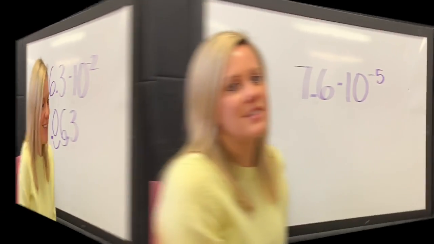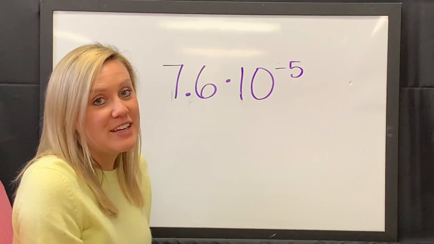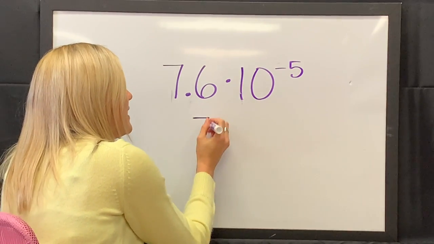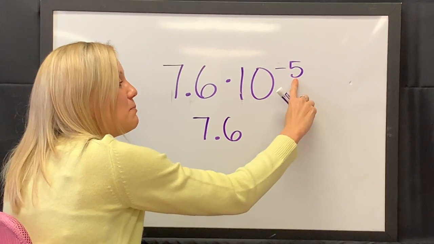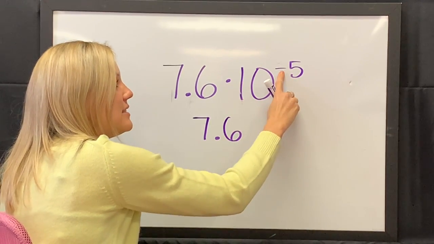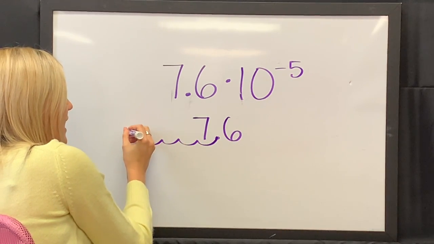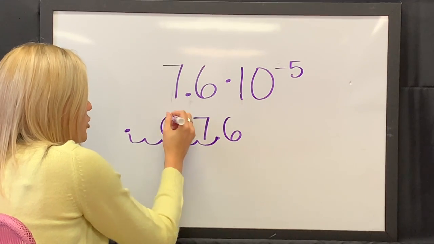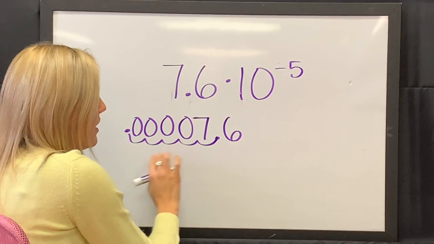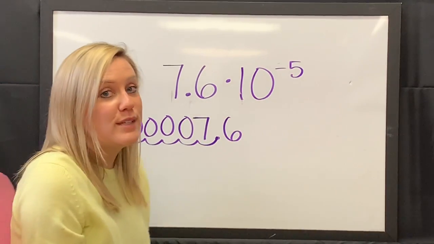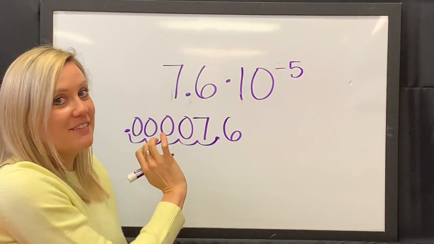Let's keep going. Here is our last example, 7.6 times 10 to the negative 5th power. We're going to rewrite that first number, and we're going to take our decimal and move it 5 spots to the left because of this negative sign. 1, 2, 3, 4, 5, and I'm going to fill in all these extra spots with 0. So this is our new number. This number and this number are equivalent to each other. This is just written in standard form, and this is written in scientific notation.